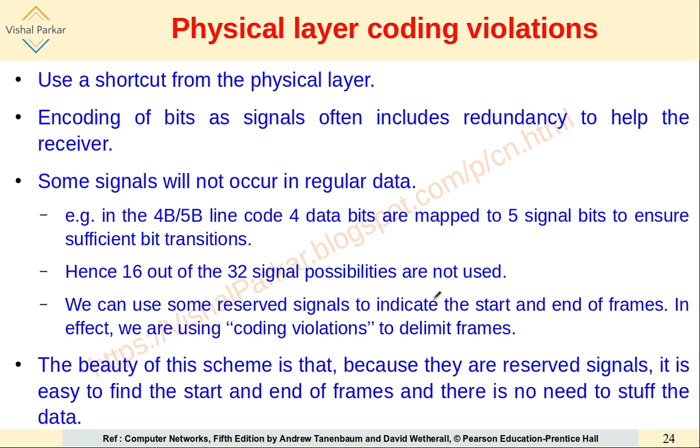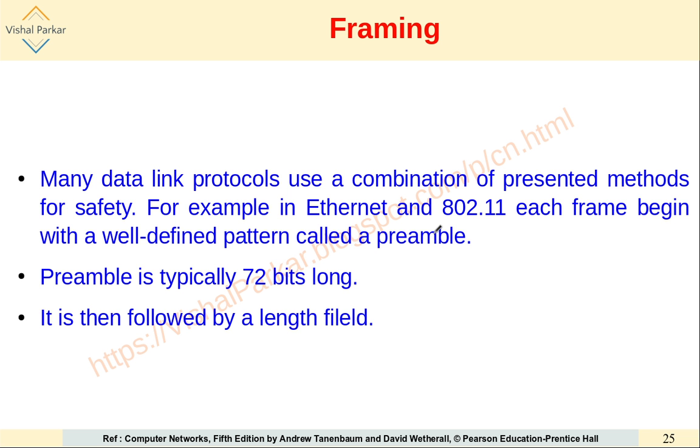So once again, the advantage or the beauty is that the reserved signals couldn't be there in the frames, and that's why there is no need to stuff anything, as was the case in the previous two methods. So these are the 4 methods for framing in the data link layer. Now actually in practice, it is not that only a single method is used. There may be a combination of methods used. Many data link protocols basically use a combination.